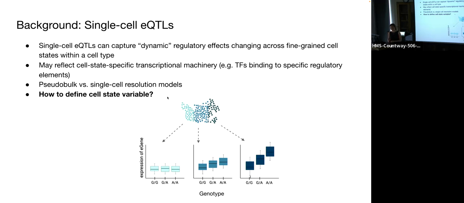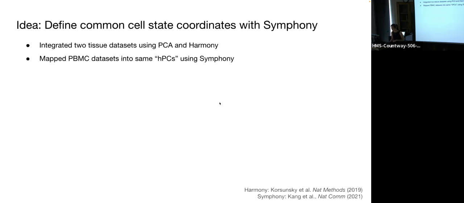For example, you can imagine clustering your cells and then using that discrete label as your cell type definition, cell state definition. Or you can imagine using more continuous definitions of cell state. For example, using principal components or CCA or pseudo time to be able to order each cell along a continuous axis and use that to test for cell state dependent effects. And so in our study, we wanted to be able to define these continuous cell states in a common way across all these different data sets.